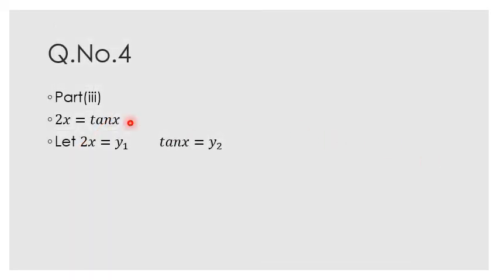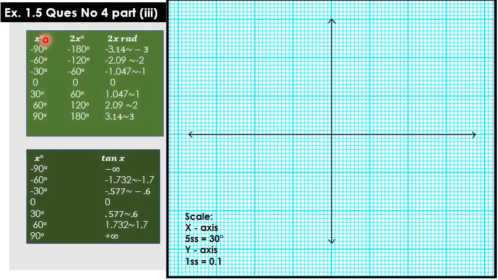Test number 4, part 3, 2x equals tan x. So by using the same strategy, let y1 equal 2x and y2 equal tan x. This is our x, this is our y1, this is our x, and this is our y2. We take x in degrees from minus 90 to plus 90 at a gap of 30 degrees. Then we multiply all these by 2 and then we convert them all into radians and we approximate the values.